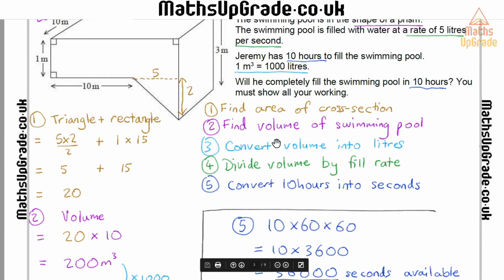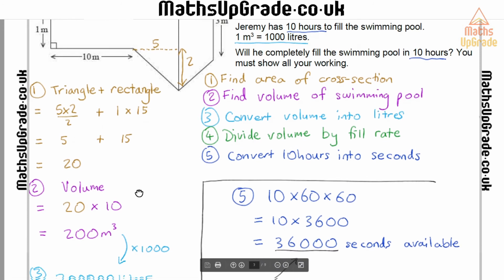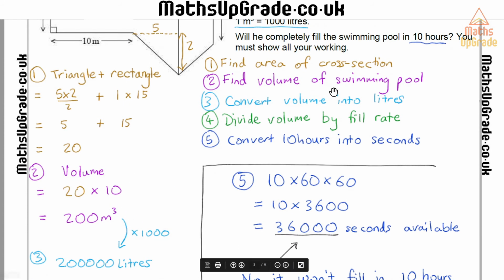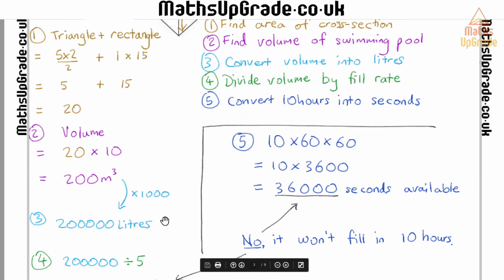The next thing I'm going to do is convert this into litres. The reason for that is because I'm told the fill rate here is 5 litres per second. So if I need to use this later on, I'm going to turn this into litres as well. So 200 meters cubed, and each meter cubed is 1,000 litres. So times that by 1,000 and I get 200,000 litres.